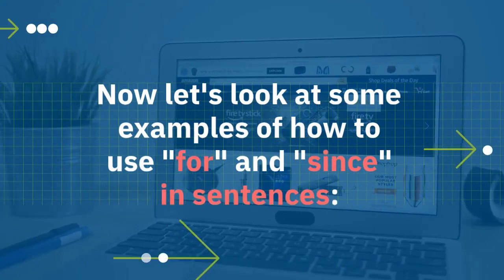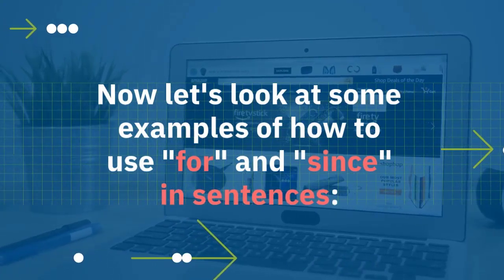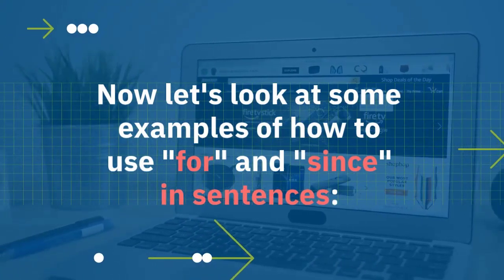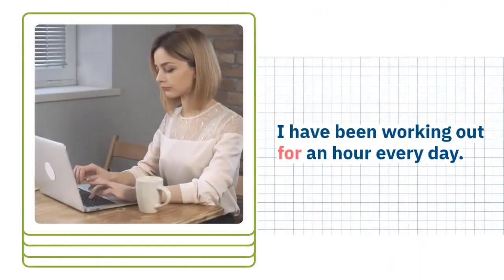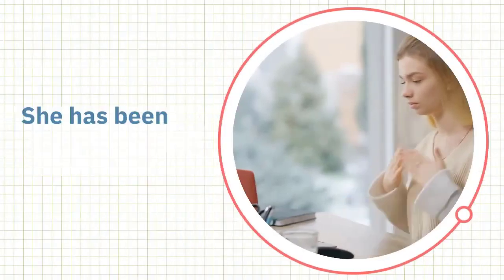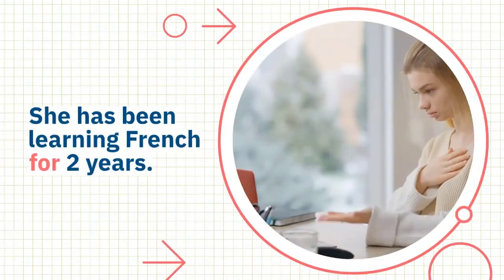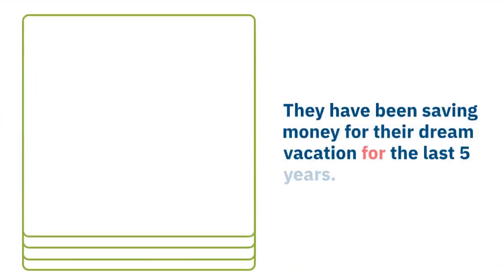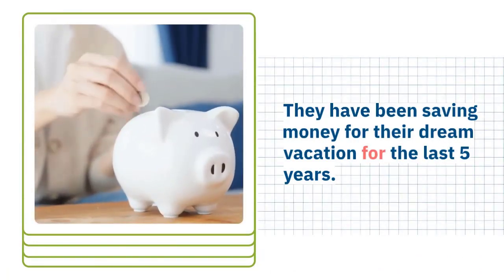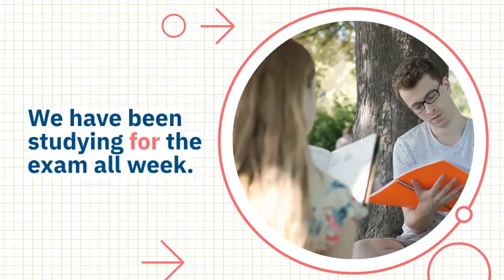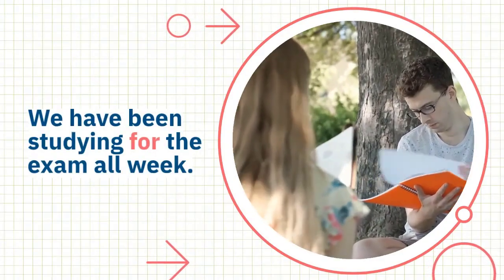Now let's look at some examples of how to use for and since in sentences. I have been working out for an hour every day. She has been learning French for 2 years. They have been saving money for their dream vacation for the last 5 years. We have been studying for the exam all week.